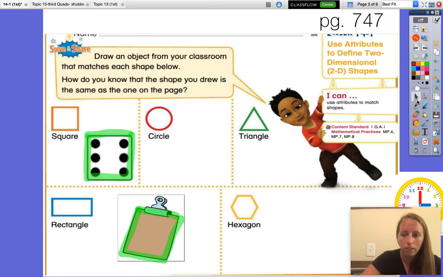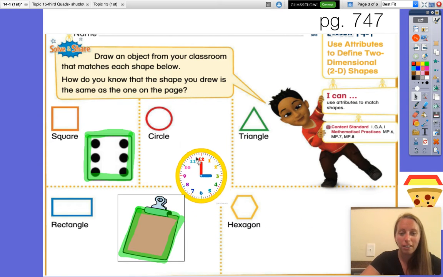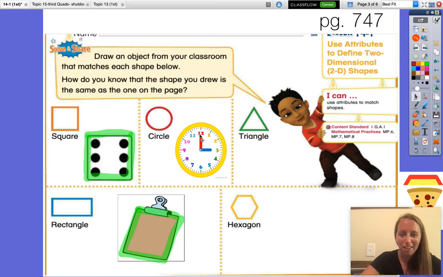Another shape that we have in our school is a circle, and something that we've been talking a lot about in math is a circle. It is a clock. A clock is a circle, and what's special about a circle, it has no straight sides, right? The circle's side is all curved edges. They're not straight. We can't draw a line all around it. It's all curved. And that is a circle.